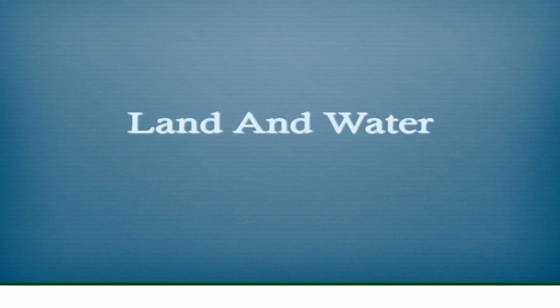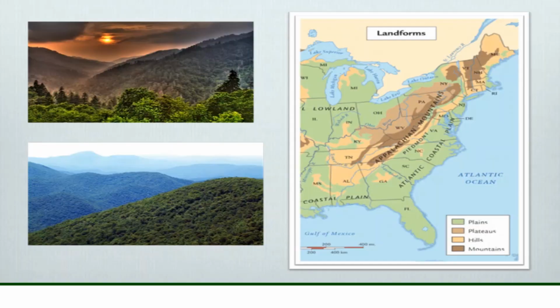The land and water of the Northeast region. The Northeast region has broad valleys and rolling hills with a few low mountain ranges that are part of the Appalachian Mountains. Okay, so remember that Appalachian Mountain range started way down in the southeast region in Georgia and goes all the way up through the Northeast. Several mountain ranges make up the Appalachian Mountains, including the Allegheny Mountains, the Pocono Mountains, the Adirondack Mountains, and the Catskills.